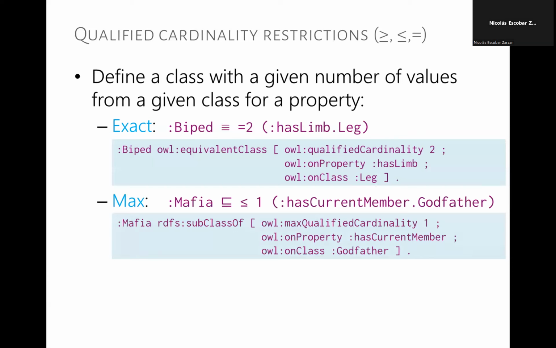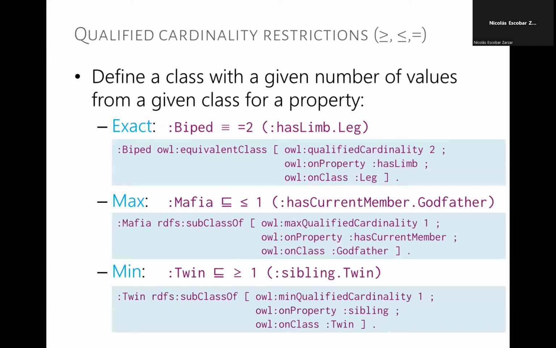In this case, we're going to define a new class, which is the things that have at most one current member that is a godfather. So we're going to say that a mafia is a subclass of this class. What does it mean? It means that a mafia can have lots of current members, but at most one of those members can be a godfather, or a current godfather, we could say. So mafia is a subclass of this new class definition of all of the things that have at most one current member that is a godfather.